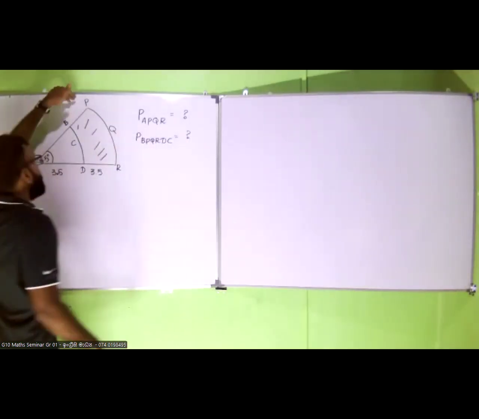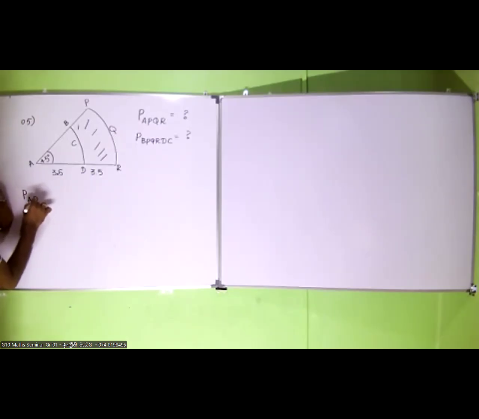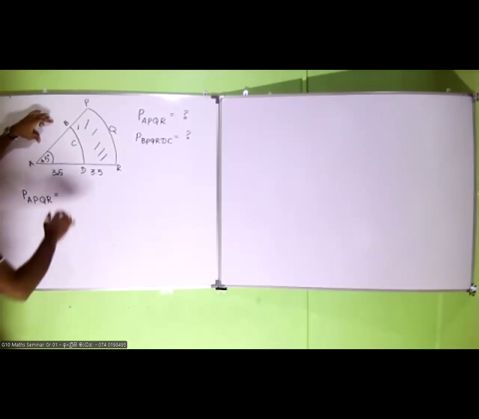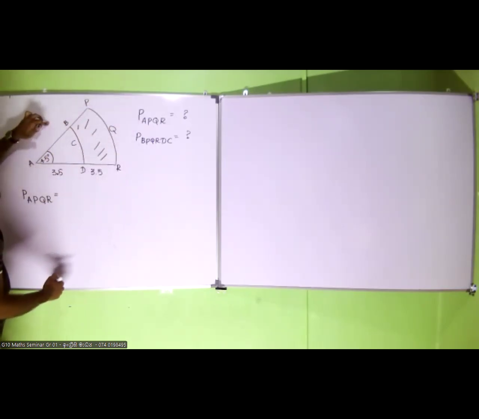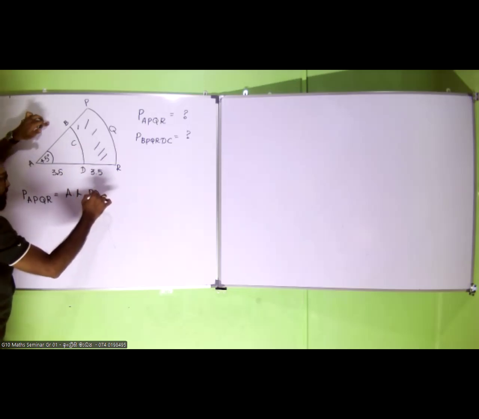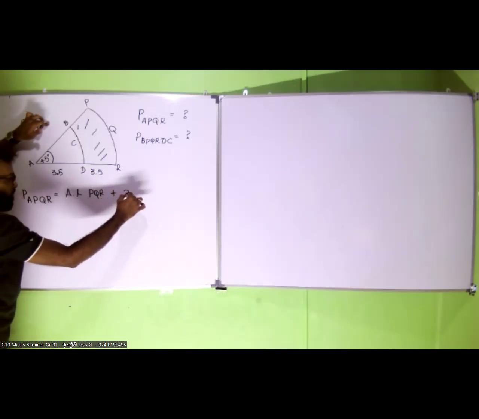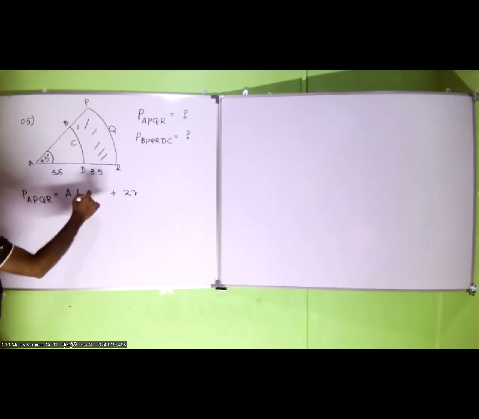First of all, you know how to find the perimeter of a sector. So the perimeter of APQR can be obtained like this. This is 7 centimeters, this is 7 centimeters, and you have to find this arc length, the arc length of PQR, plus 2R. Arc length plus 2R.